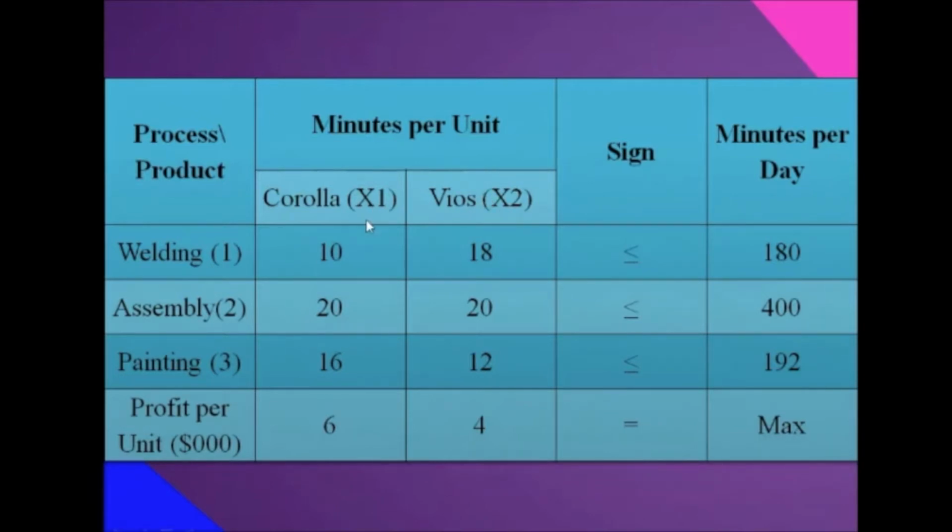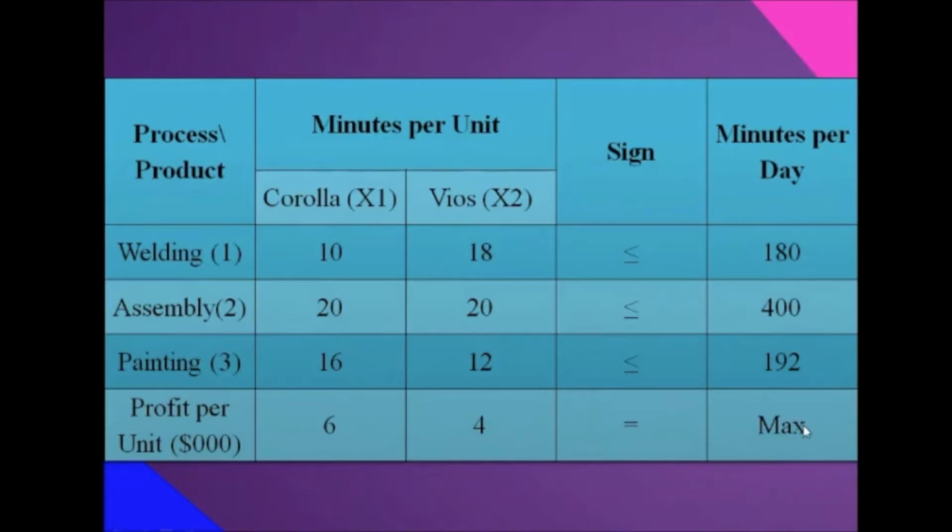So, for Corolla, they have 10 minutes for welding, 20 minutes for assembly, and 16 minutes for painting. That is for every single unit, so don't get confused. And for Vios, every unit takes 18 minutes for welding, 20 for assembly, and 12 minutes for painting. So, for every Corolla unit produced, they will earn $6,000. Like with Honda last time, the profit written here is in thousands of dollars. And of course, for Vios, they will earn an additional $4,000.